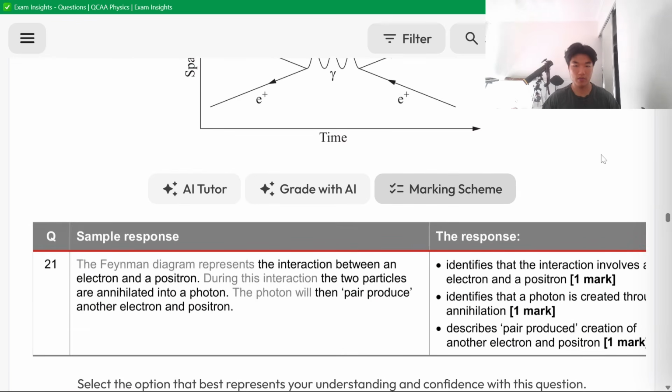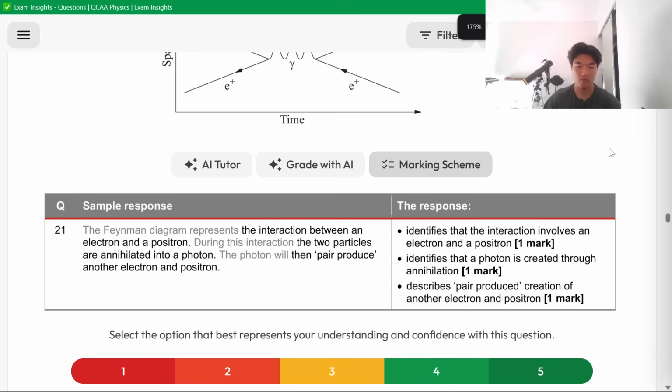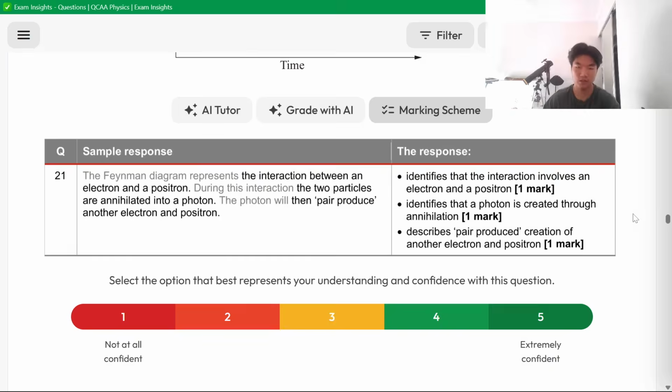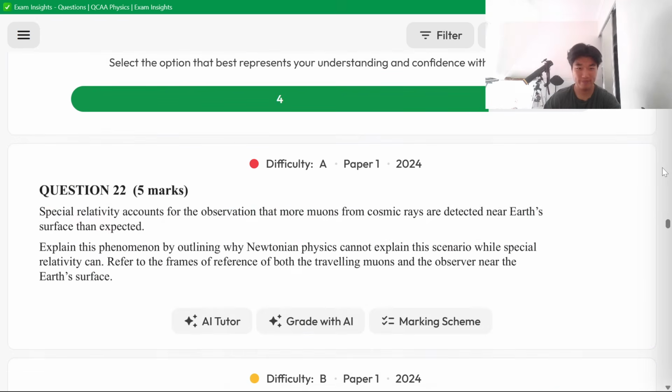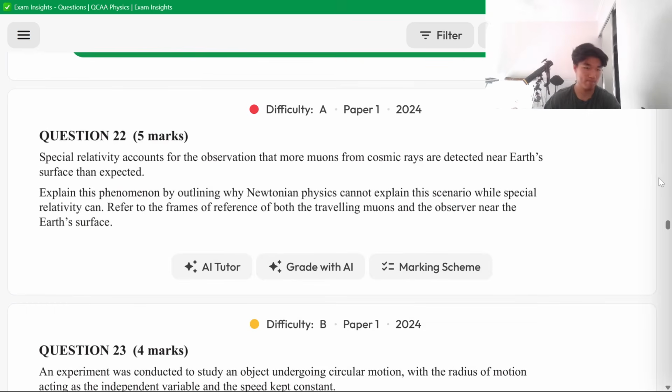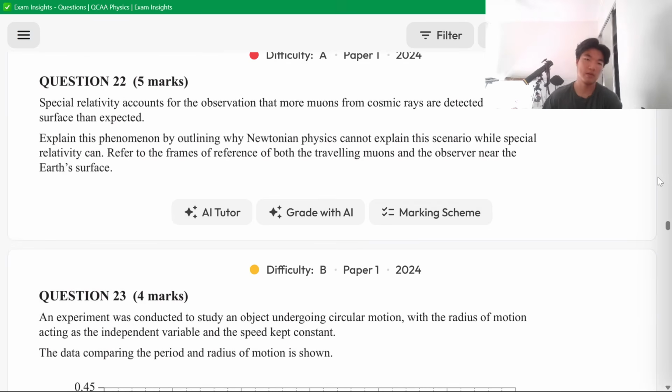Interaction between electron and positron. During this interaction, the two particles are annihilated. Yup. They then pair produce. Are we meant to specify pair produce? Hopefully not. I said that they create another, different electron and positron. I'll give myself a 4. I didn't say pair produced. I don't know if you're meant to. It says you're meant to, but maybe they'll accept that answer.